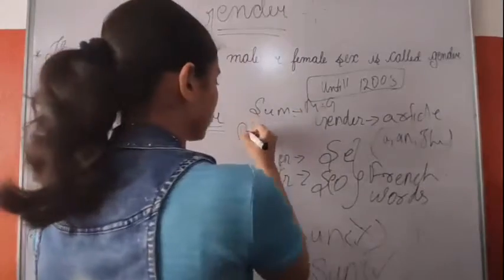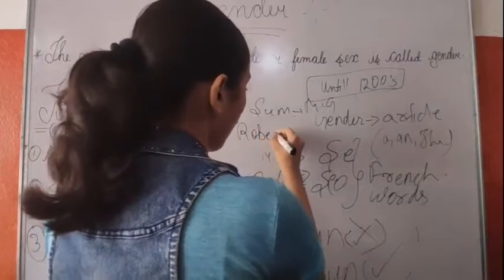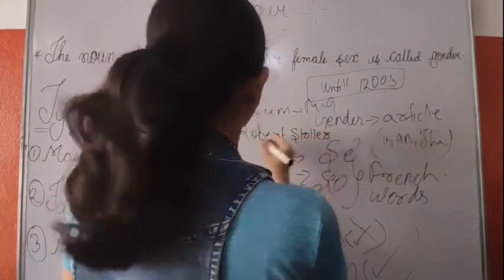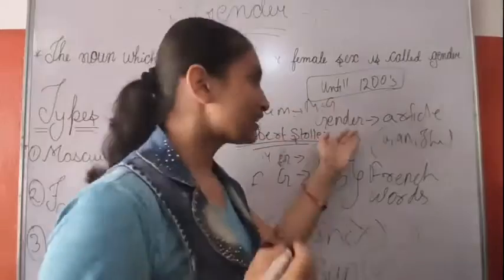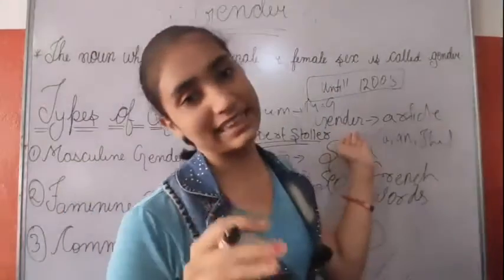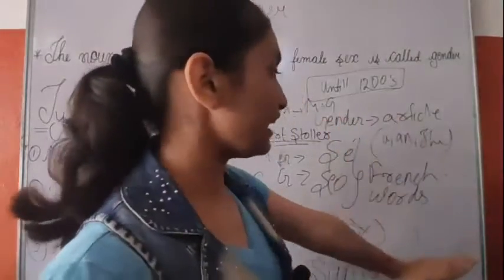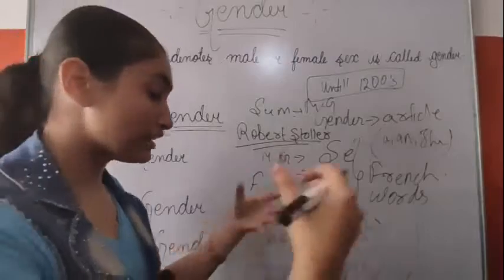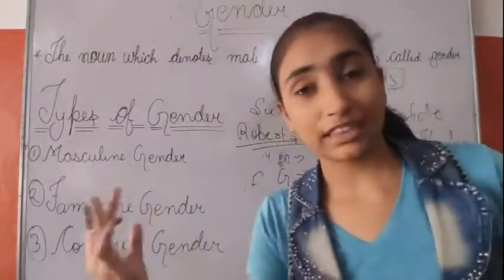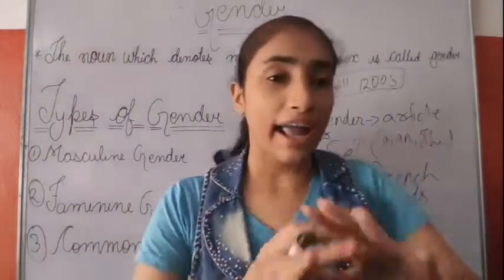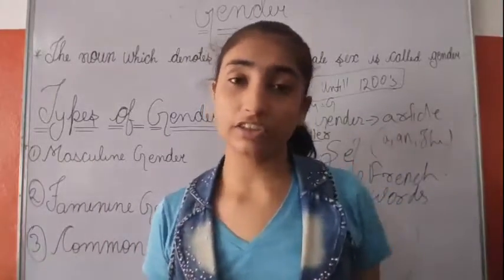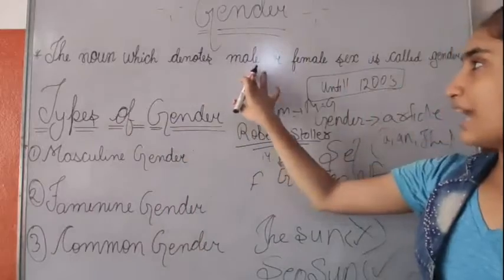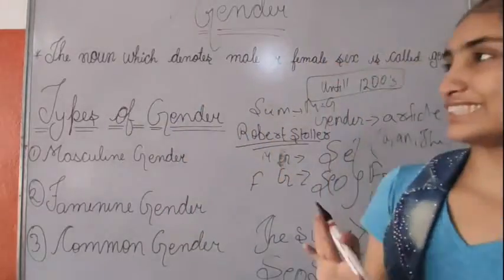But as time passed, the great Robert Stoller said that gender should not be used as an article, but instead should be used to identify whether a person is male or female. If we look at the definition of the word gender, the noun which denotes the male or female sex is known as gender.